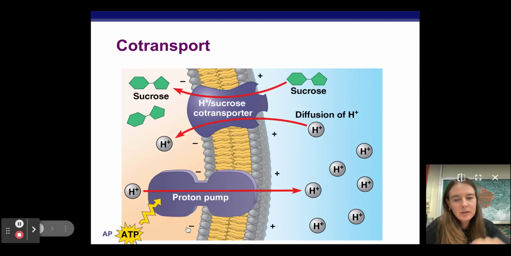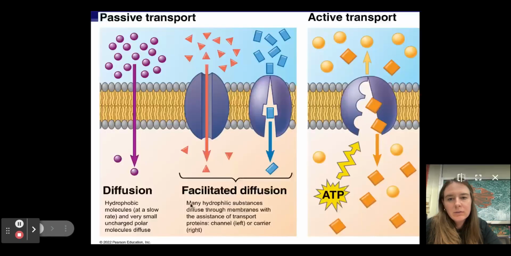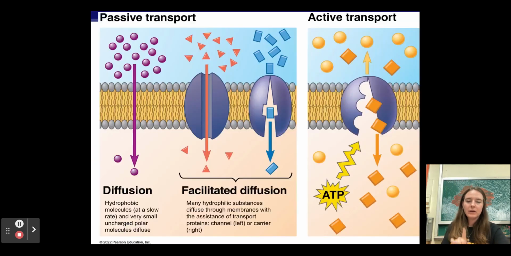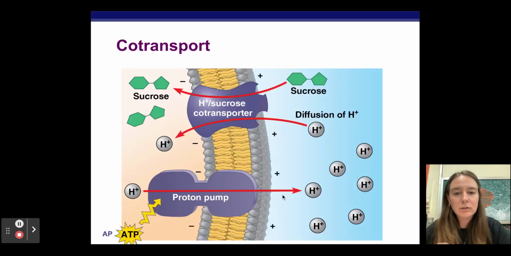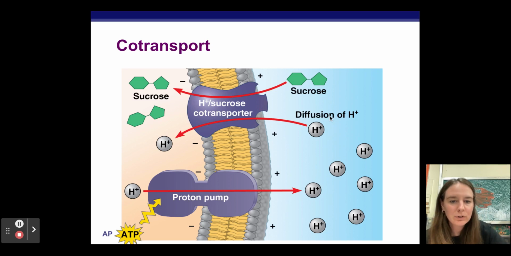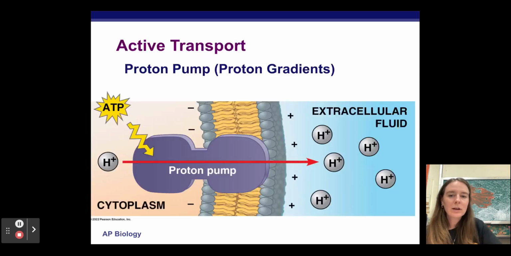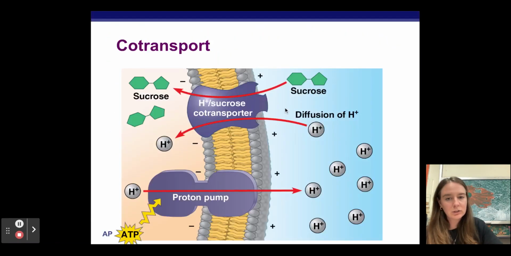One last thing I forgot to mention. Remember how we were talking earlier about voltage, membrane potential, and electrochemical gradients? Let's apply some of the vocabulary to what we're seeing here. What we have here is a voltage: a positive charge on the outside and a negative charge on the inside. That creates electric potential energy. So there's a potential for these positively charged ions to go into the cell because they're attracted to the negative inside. The electrical force is the effect of the membrane's potential on the ion's movement. So these ions have the potential to move across because of the charge.